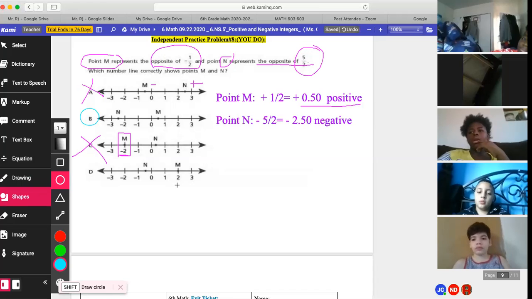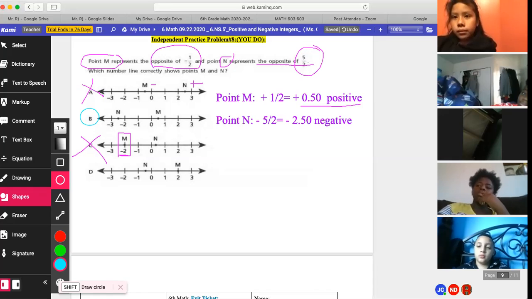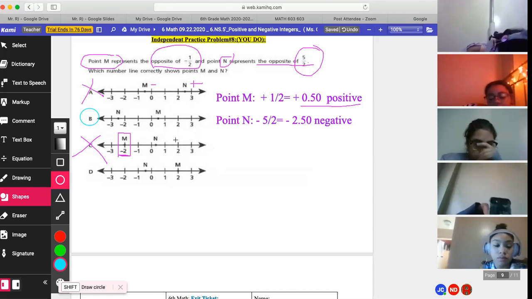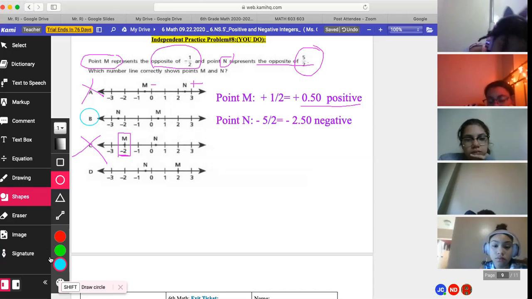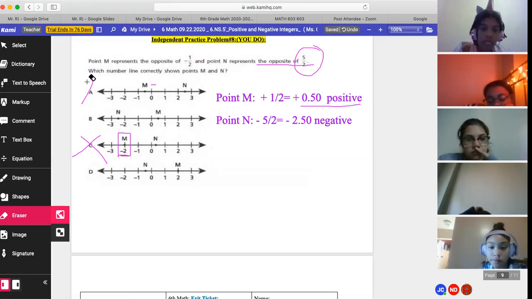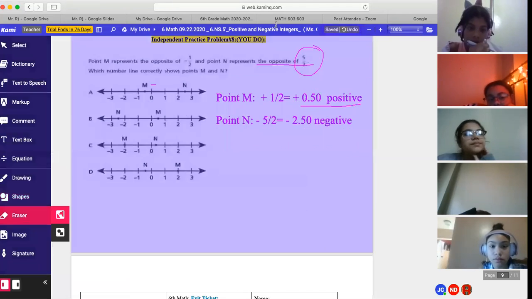Because the point M is 0.50, so it's like in between 0 and 1. Bingo. That's perfect right there. You just said it all, right? That's all I needed to hear. Thank you. You see how you got that though, right? That's how you have to use your explanation. The exact same way that you're doing it here, guys, is the exact same way you want to do it on your own.